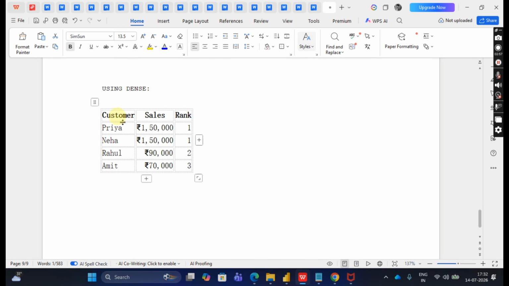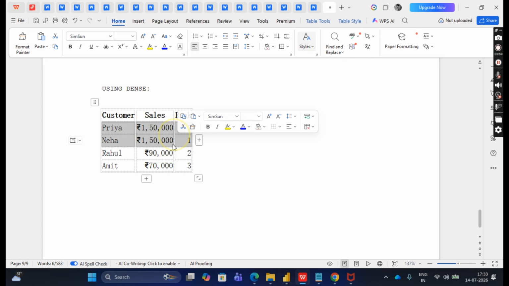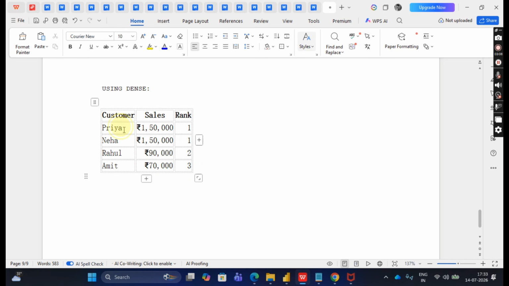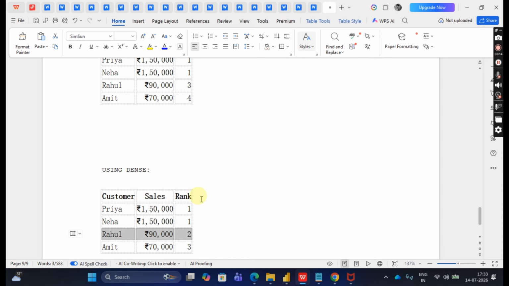But using Dense, if two values have the same rank, it will not skip the next rank. So if the sales of Priya and Neha are the same, it will give them rank 1, but it will continue from the second rank as well. It will not skip rank 2.